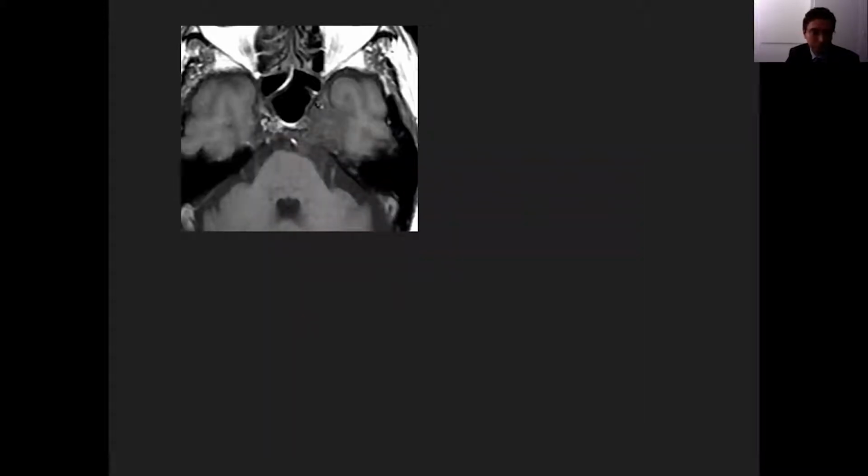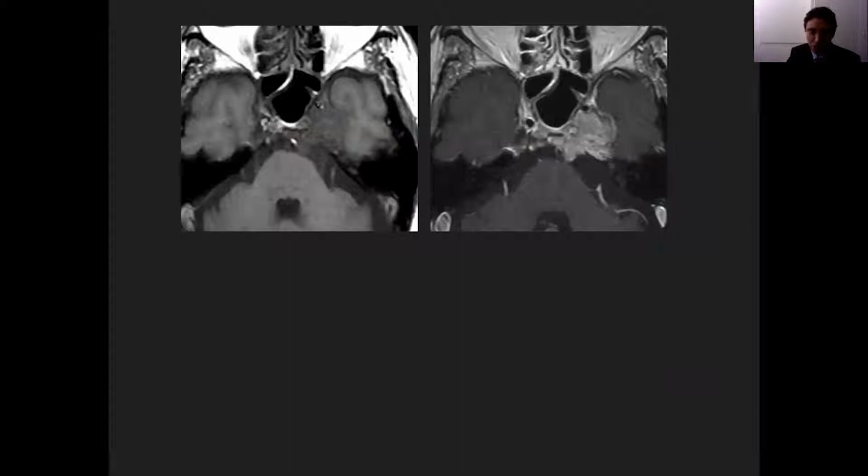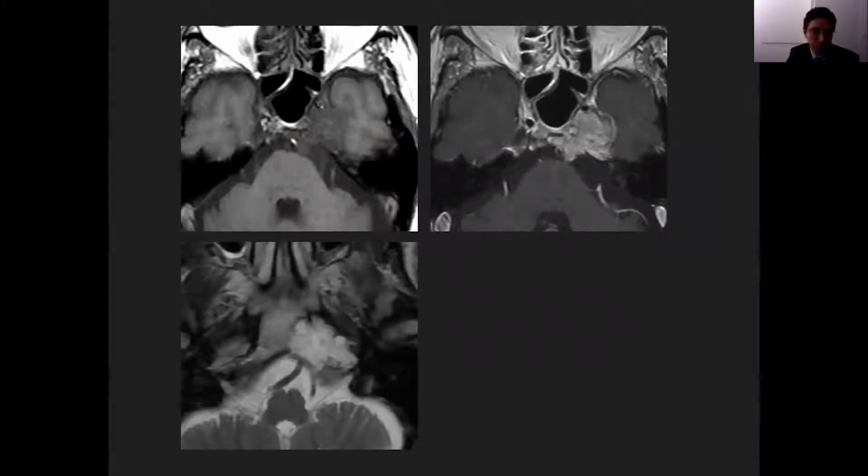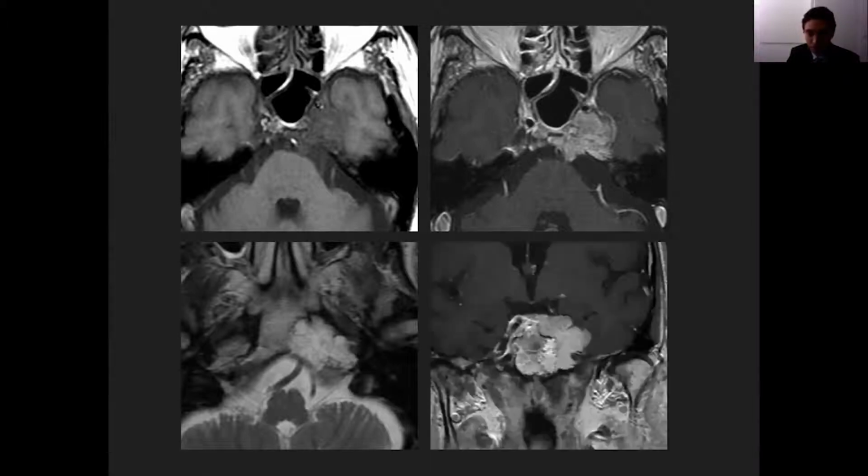So, same patient, axial pre-contrast T1 weighted image. We have a mass on the left side at the level of the petroclival junction, a lot of enhancement following contrast infusion. We see that the mass is very, very well circumscribed, very bright on T2 weighted images, lobulated peripherally. Looks a little bit like chordoma, but it's off-center. And on coronal post-contrast images, we can see the mass off to one side with avid enhancement.